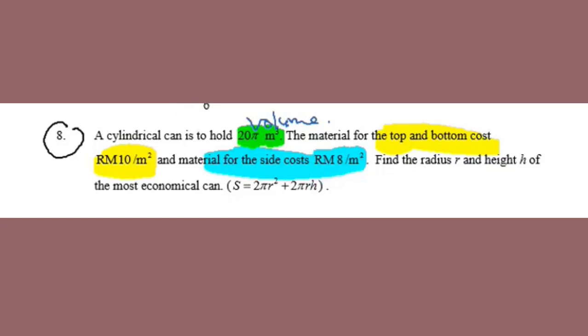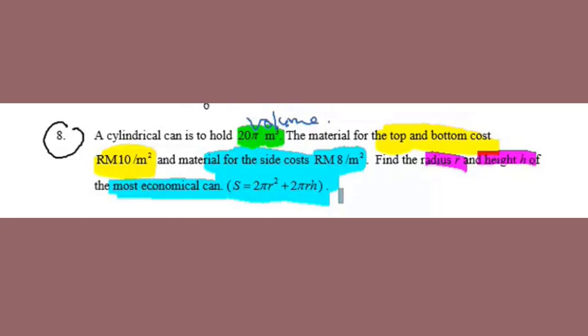Find the radius and height of the most economical cylinder, meaning the lowest cost, the cheapest. Already given the surface costs, and the volume is also given. And then the height. This is number 8.